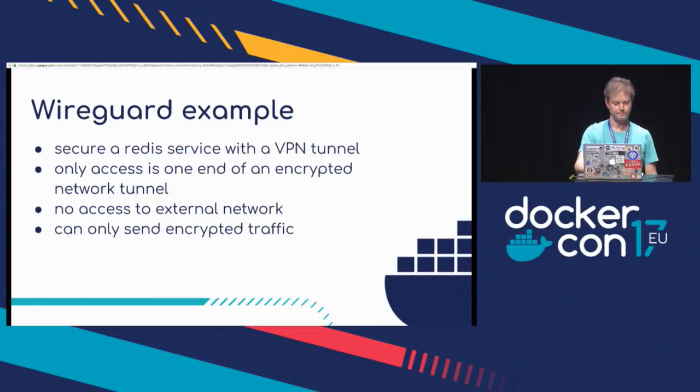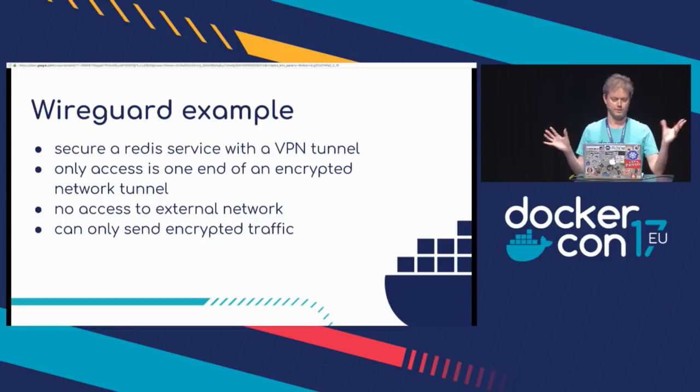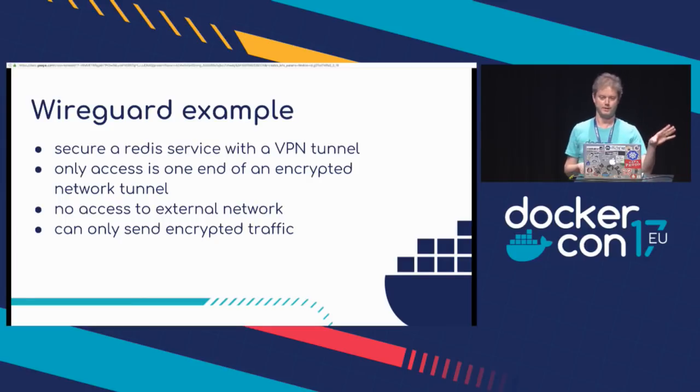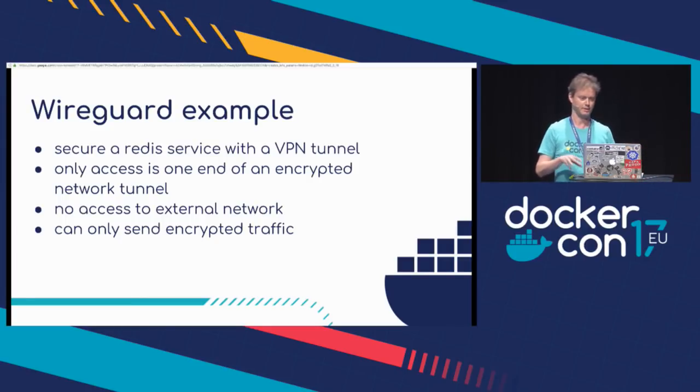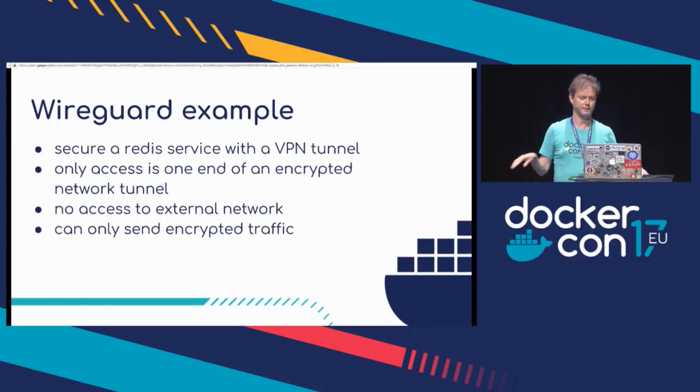So I'm going to show you a little example of how this works. I'm going to build two LinuxKit VMs, one of which I'm going to run on my laptop, one of which is running Redis, which doesn't have any encryption or authentication on its interface, and I'm going to connect to it from another one, but I'm going to run everything over a VPN tunnel so it's all secure.